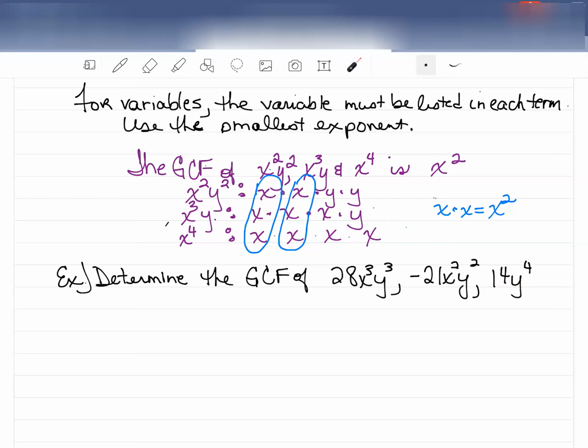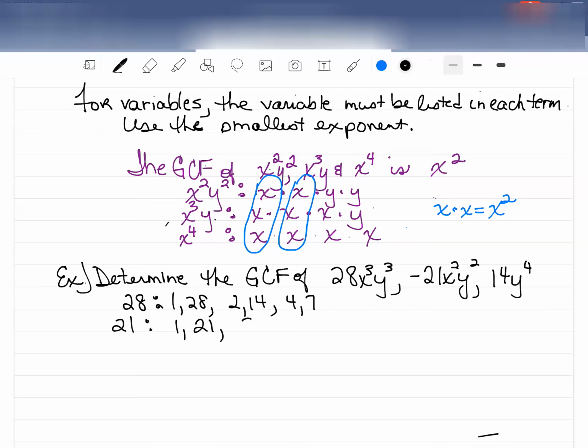So let's think of our numbers first. For 28, we have 1 and 28. We have 2 and 14. We have 4 and 7, and that's about it. For 21, we have 1 and 21, and we have 3 and 7. For 14, we have 1 and 14, we have 2 and 7.